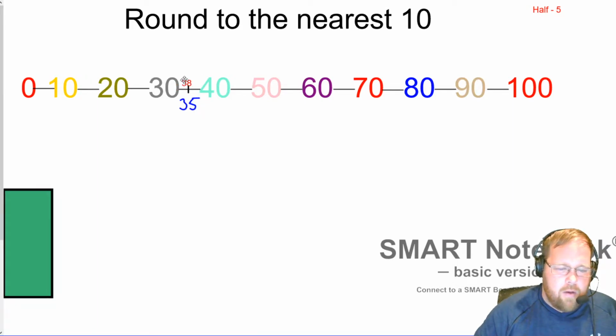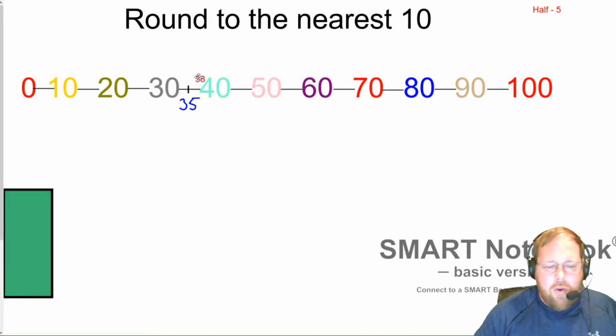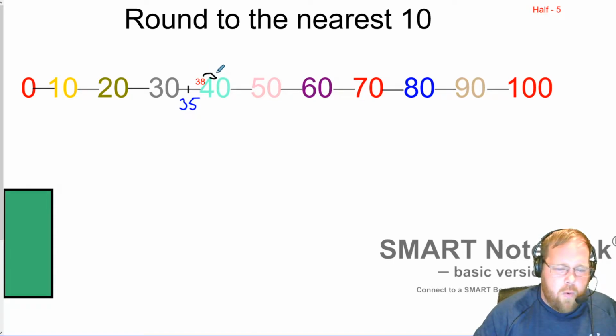side of 35. So let's count 30, 31, 32, 33, 34, 35. I haven't gotten to 38 yet, so I know it's on this side. 36, 37, 38. Okay? Now, if we're rounding to the nearest 10, we would either round to 30 or to 40. And since it's on this side of the wall, we know that we're going to round this way to 40. Okay? So 38 gets rounded to 40.